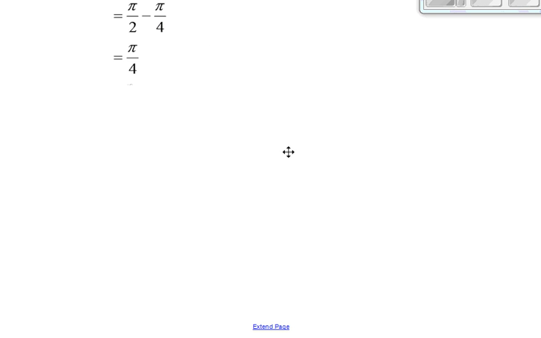So since this integral is approaching a finite number, therefore this integral converges. Now the integral converges to an area. Remember, if we're taking an integral, we're finding an area under the curve. That approaches the area of pi over 4.